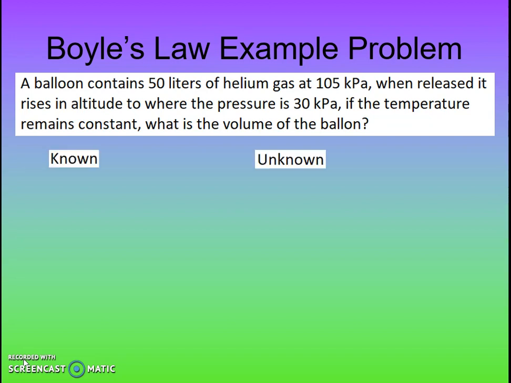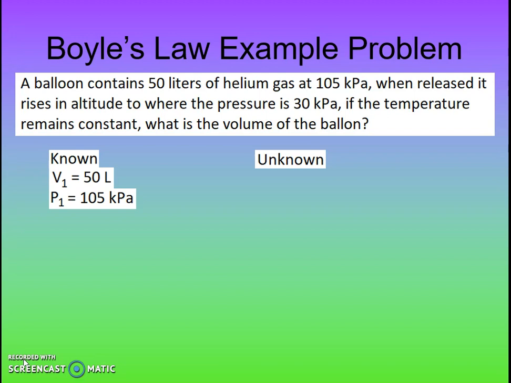We know that we have a volume of 50 liters. And we do know that there are two different pressures here, so there are going to be two different sets of conditions. So we're going to call that V1. It has an initial volume of 50 liters, and that initial volume is 50 liters when the pressure is 105 kPa.